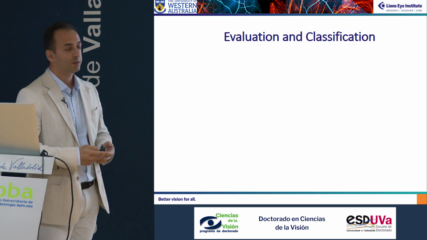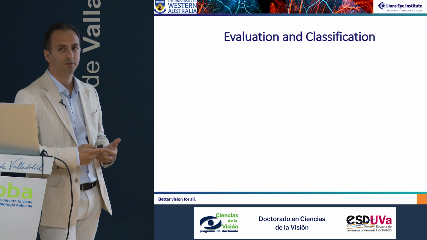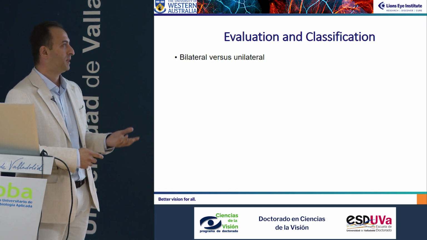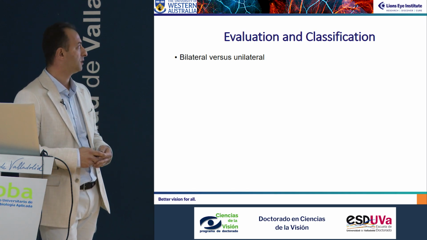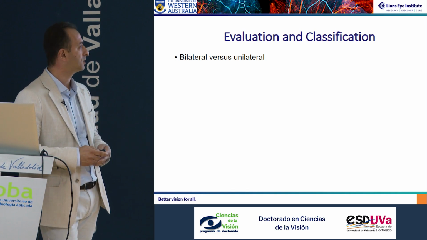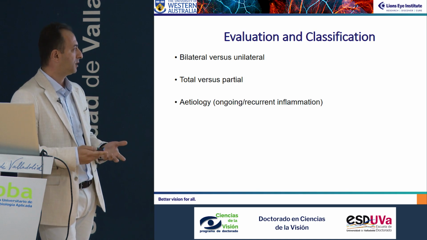Before going to the treatment, we need to evaluate and classify the limbal stem cell deficiency so we can choose the best treatment. So the most important question we usually ask first is, is it bilateral or unilateral? It changes the whole scenario and the whole treatment strategy. Is it total or partial? And what's the underlying etiology?